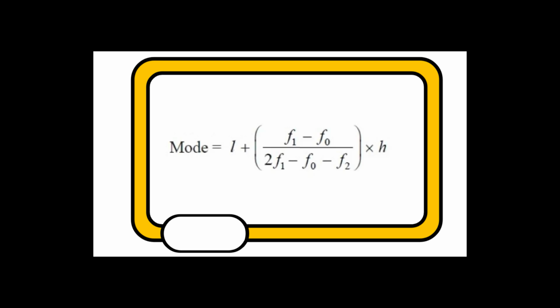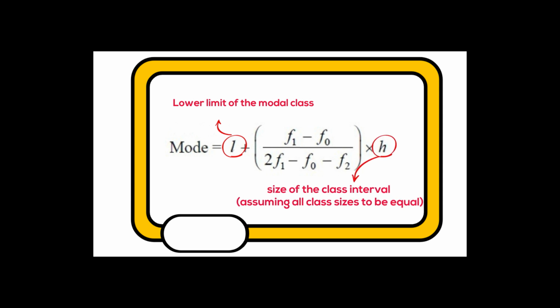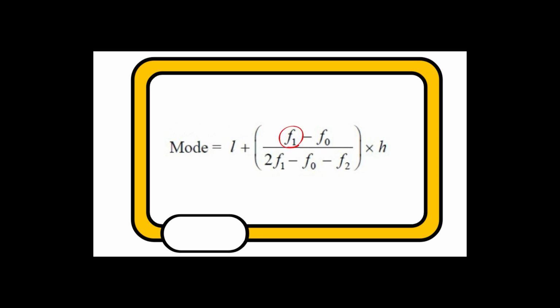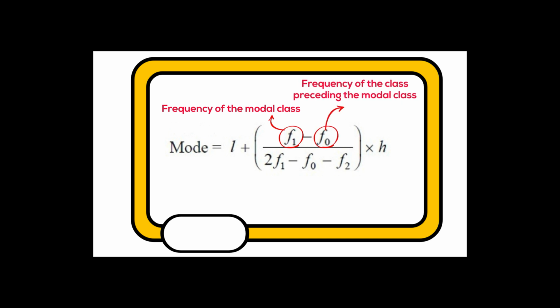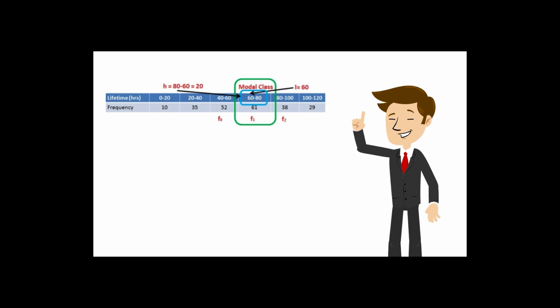Firstly, we have the lower limit of the modal class, and then the difference between the modal class frequency and the previous class frequency, divided by the sum of the two differences: the modal class minus the previous class, and the modal class minus the class after, and then times h. Therefore, going back to the last example, we find the modal class is 16 to 18 with frequency 61. We can find the mode with this equation.